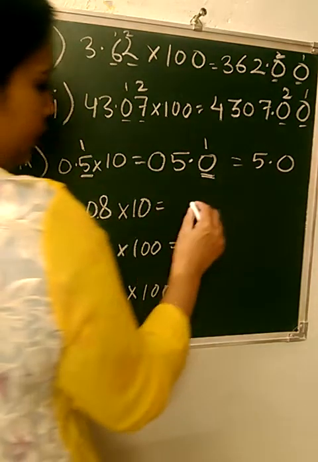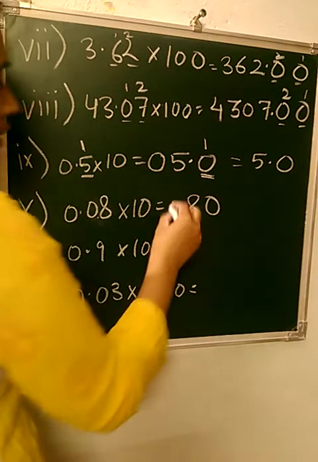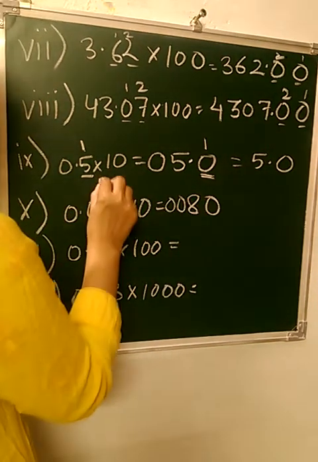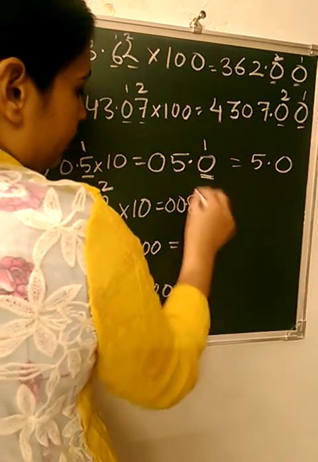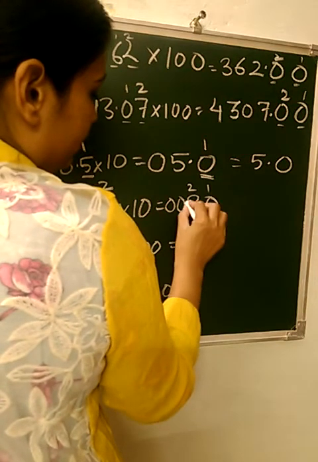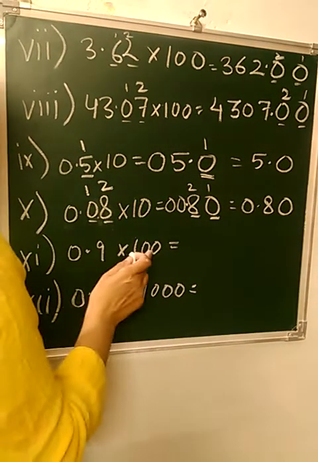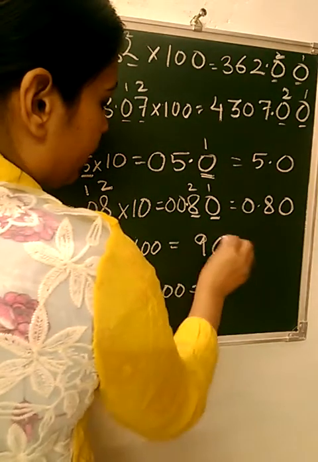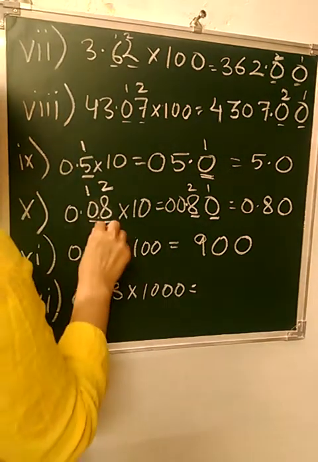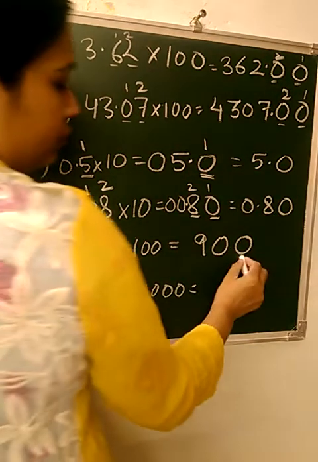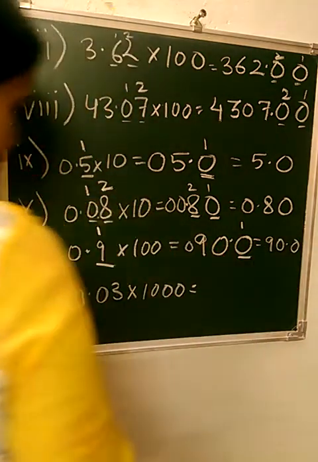Now 8 tens are 80. Now 2 zeros were there. Please write those 2 zeros. Now count the decimal places. 1, 2. So here also 1, 2. Decimal will come here. So it will be 0.80. Now 9 hundreds are 900. Now how many decimal place? Only 1. So only 1. So it will be 90.0 or only 90. You can put a 0 here also.